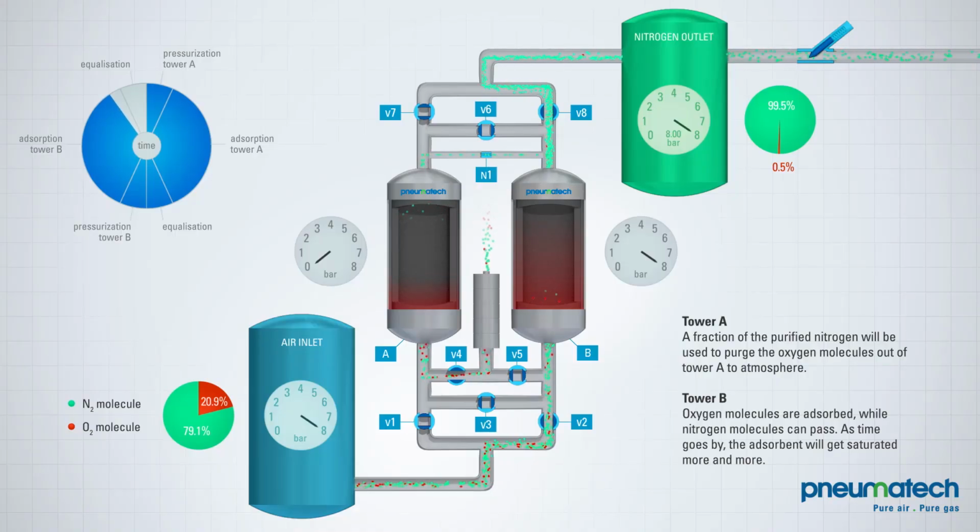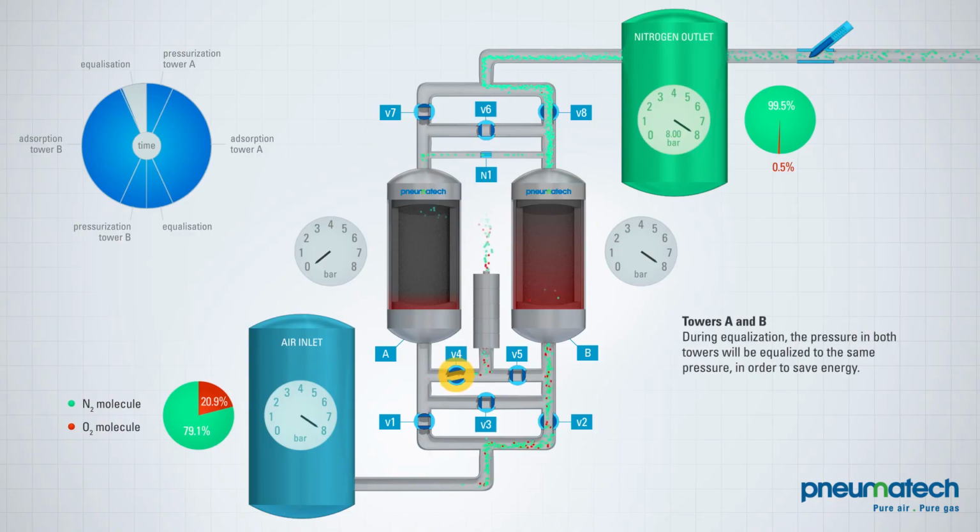Before this can be done, both towers will pass the equalization phase again. A full adsorption cycle consists of 2 adsorption phases, one for Tower A and one for Tower B, with 2 equalization phases in between. This process is called pressure swing adsorption. Pressure is the driving factor to get the oxygen molecules adsorbed by the adsorbent, but due to saturation of the adsorbent, the generator swings between tower A and B.